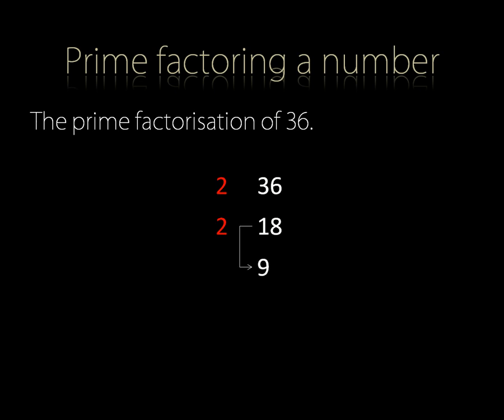Now we do it again. So 9, lowest prime number that goes into 9. Well, 2 doesn't work anymore, so let's go up. 3. 3 works, good. So let's take a 3 out. And 9 divided by 3 is 3. So we actually finish with a prime number, and that's our signal to stop. We can't go any further. So what we're doing now is saying 36 in terms of a multiplication of all prime numbers is 2 times 2 times 3 times 3.